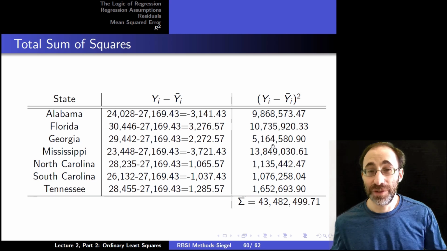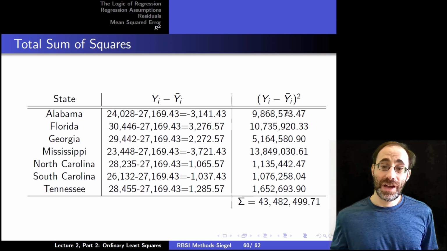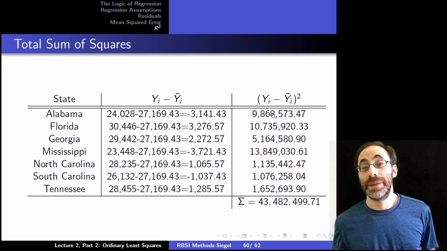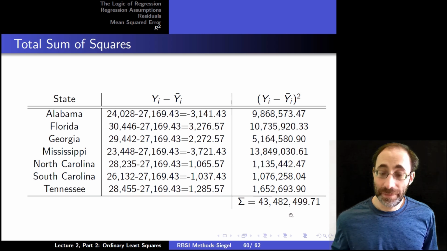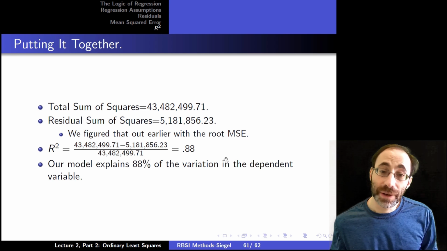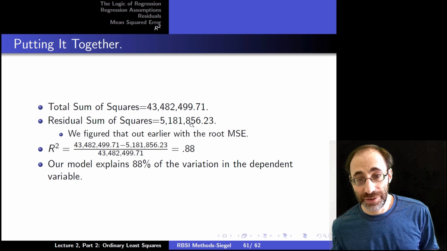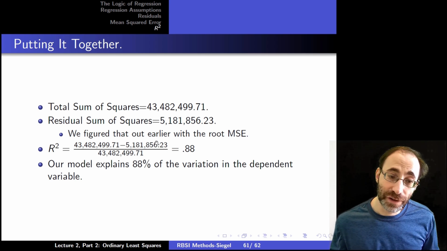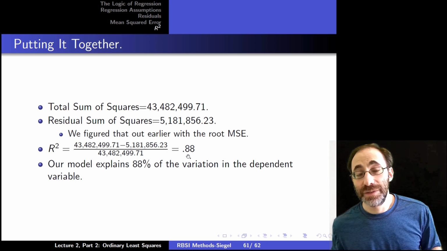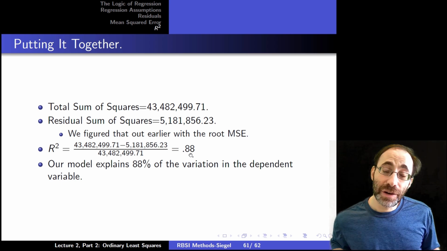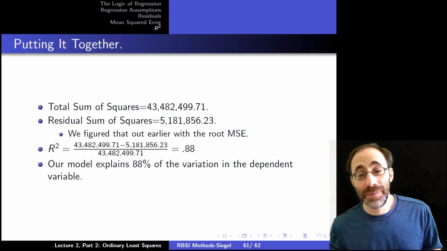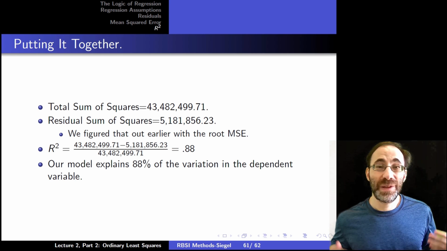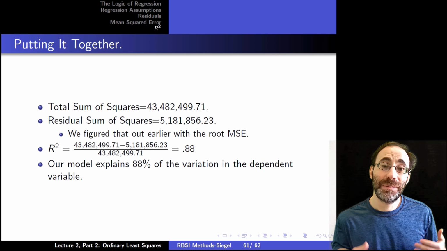So now all we have to do is the total sum of squares, which is always going to be bigger. Here we get each individual squared deviation, the sum of squared deviations, and we get a giant number. Here's our total sum of squares. Here's the residual sum of squares underneath. We take the total minus residual to give us what's left over and divide by the total, and that gives us 0.88. That tells us our model explains 88% of the variation in the dependent variable, which is very high. With just this one variable, we're explaining 88% of the variation in the dependent variable.